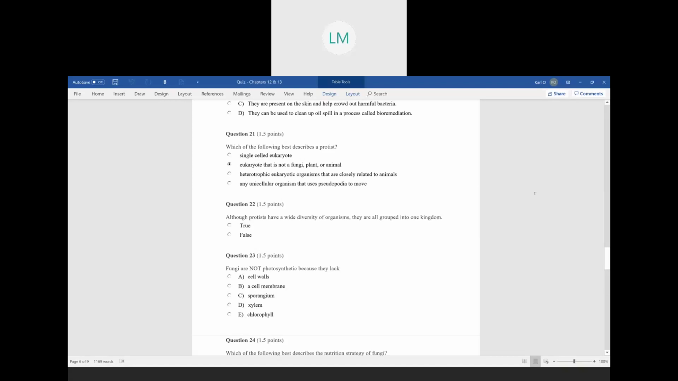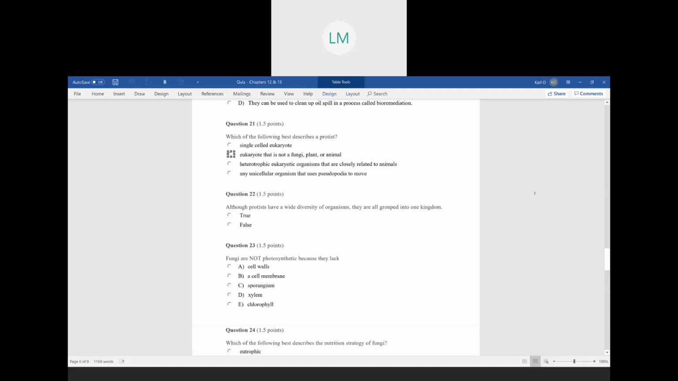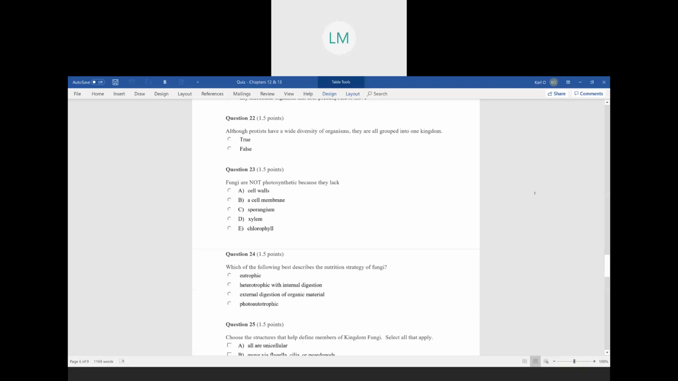Kind of just everything else that's a eukaryote and not one of those three things. Question 22. Although protists have a wide diversity of organisms, they're all grouped into one kingdom. This is false. Protists were grouped into one kingdom, but they have now been split into 5 different kingdoms. So that wide diversity is in 5 different kingdoms.